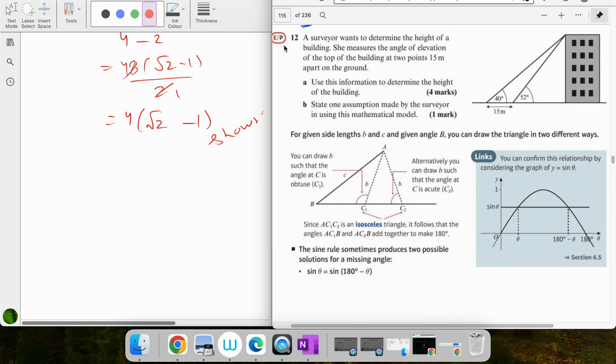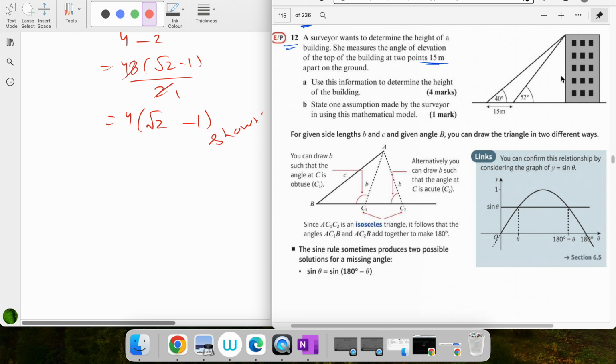Question number 12. A surveyor wants to determine the height of a building. She measures the angle of elevation of the top of the building at 2 points 15 meters apart on the ground, as shown in the diagram: 40 degrees, 15 meters apart, and the top of the building. Use this information to determine the height of the building.